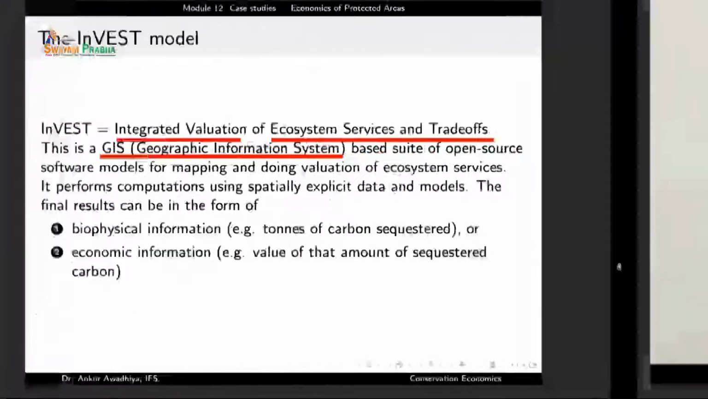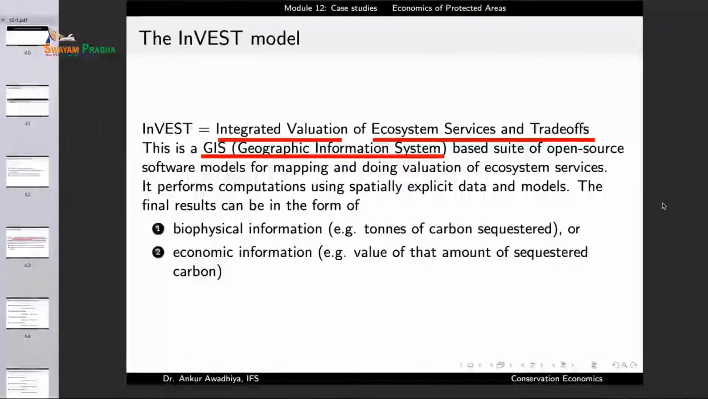In the case of GIS, we make use of the information about where different things are located, where the water sources are located. Are they located close to the villages or are they located in the interior of the protected areas, which would mean that they are far away from the villages. So these are the kinds of information that we make use of. Where does the river flow? Where are the hills? Where are the mountains? Where are the plains? And we make use of all such information, and because we are using the geographical information, this is a GIS based suite of open source software models for mapping and doing valuation of ecosystem services.